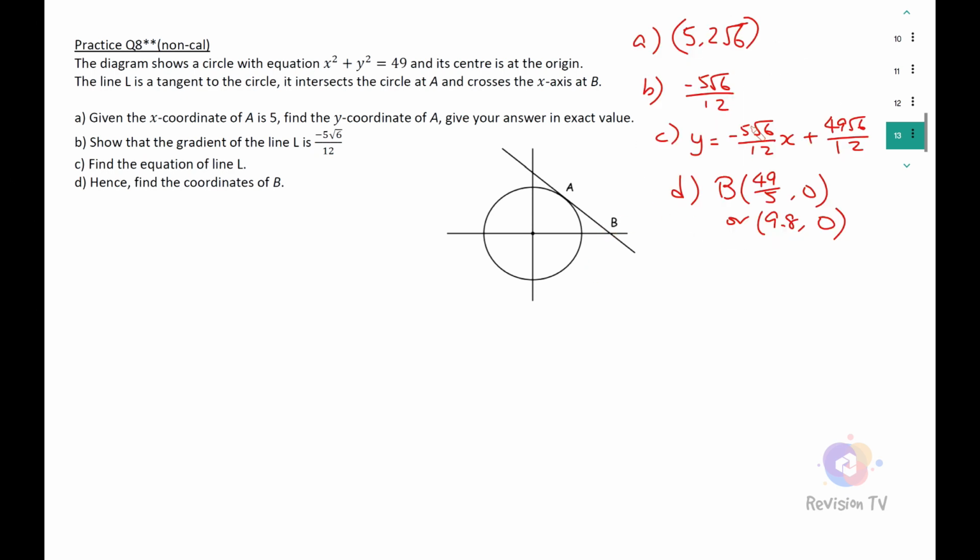Here are the answers for question A to D. All right, see if you got it right. If you've got all of them right, brilliant. Well done. 10 out of 10. Good job. Enjoy the maths joke. But if you don't, let's go through step by step.